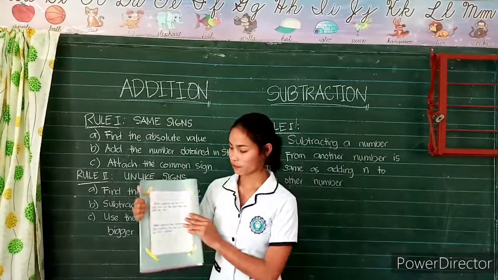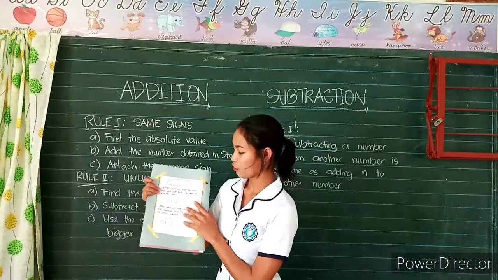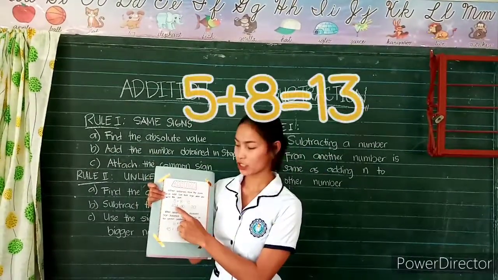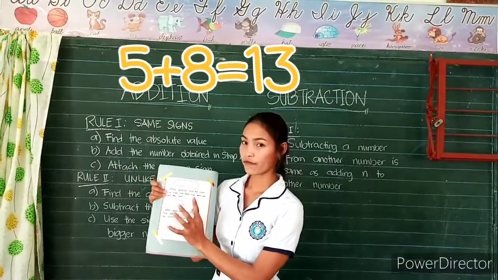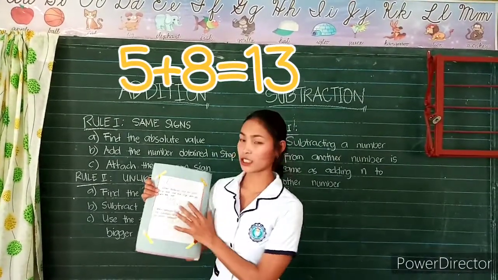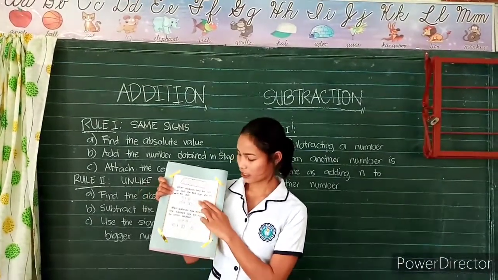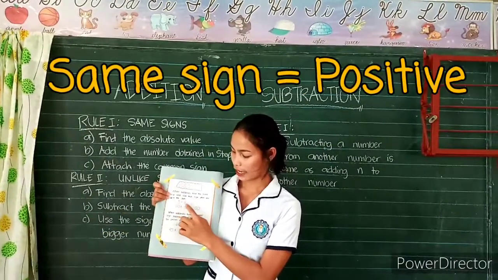So, for example, 5 plus 8. 5 and 8 have the same sign, which is positive. So, you have to add them. 5 plus 8 is equal to 13. And it is positive because the common sign is positive.